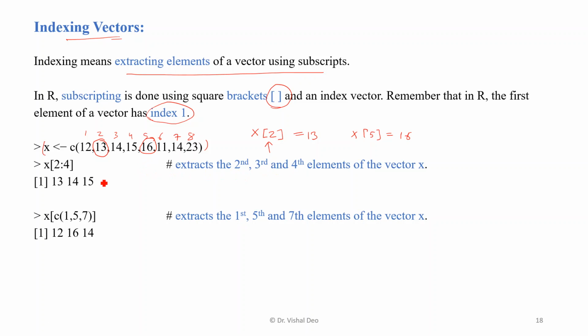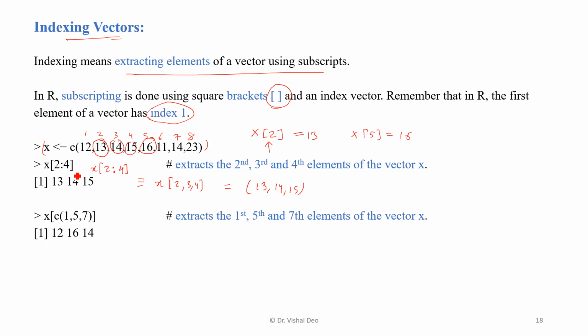So instead, suppose you want to extract, instead of just one value, the second, third, and fourth value together. So we can write x, and then we can use the sequence operator. It means basically we are extracting 2, 3, and 4. So it will give us a vector of size 3, where the elements will be 13, 14, and 15. Right?